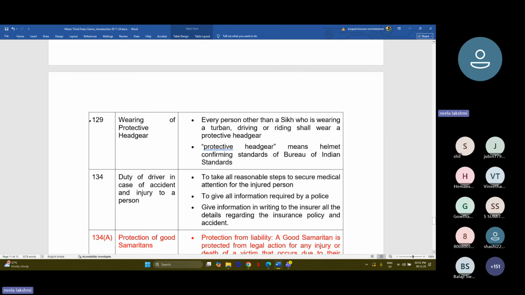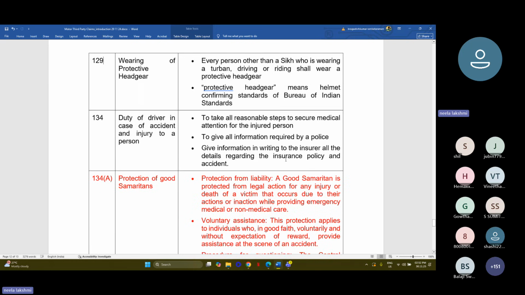Next, section 129. Sometimes they may ask this question: wearing of protective headgear. Every person other than a Sikh wearing a turban, driving or riding, shall wear protective headgear. Wearing a helmet is very, very important. Protective headgear means a helmet conforming to the standards of the Bureau of Indian Standards, not of normal standard. It comes under section 129. If it is violated, it is punishable.